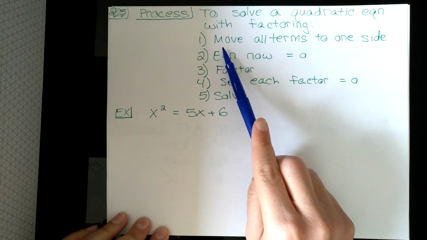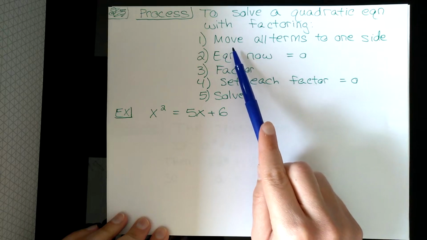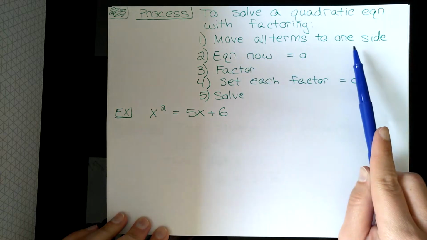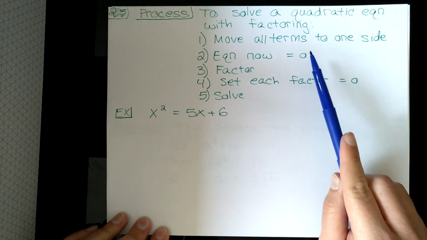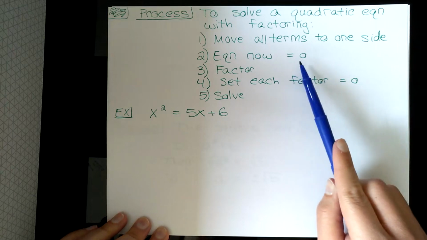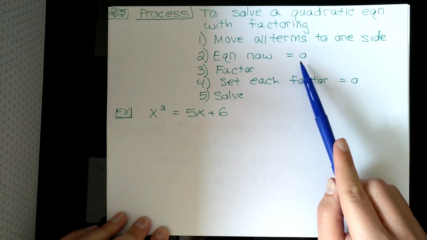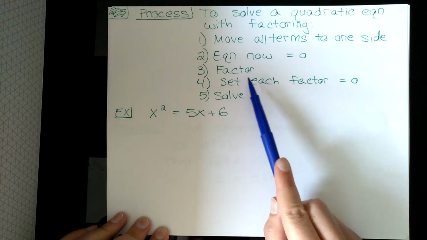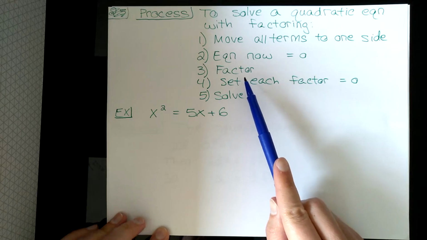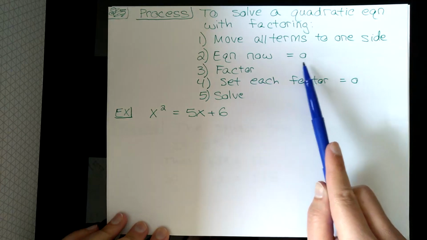So to go through this, the first step is we need to move all of our terms to one side of the equation. Once we do that, we will get the equation now equal to 0. And once we get it equal to 0, we are going to factor all the terms that are on one side of the equation. We do this because now we're going to have multiple terms multiplied together and equal to 0.